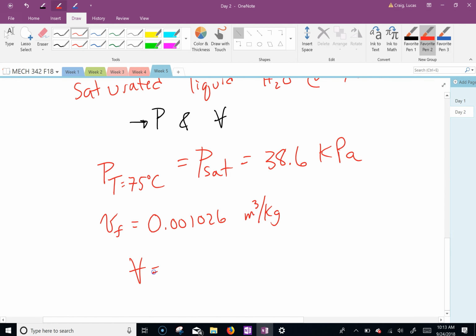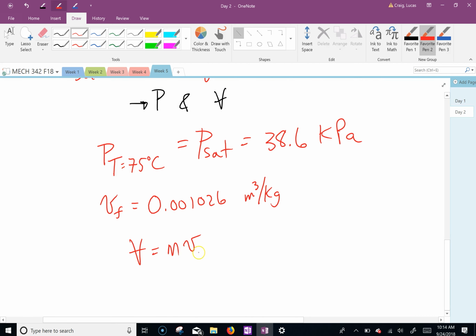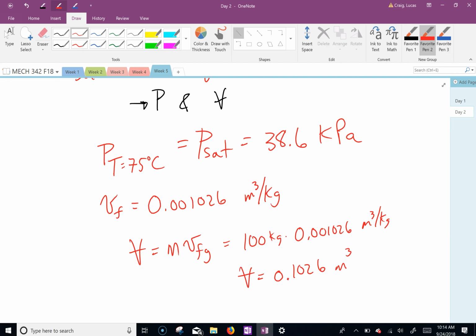How do I find volume now? Multiply by mass, because what are the units? Meters cubed per kilogram. We have 100 kilograms. Mass times specific volume. Yep. That make sense? Okay. So I'll come back here, but let's get to the tables.